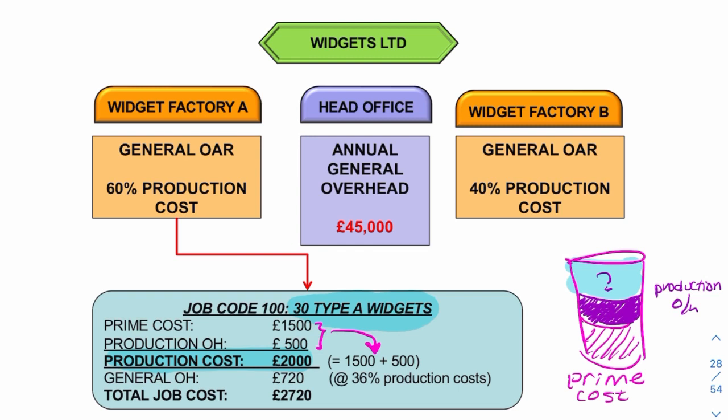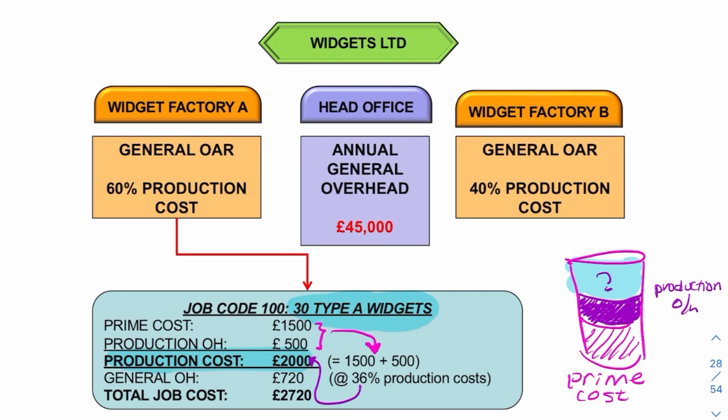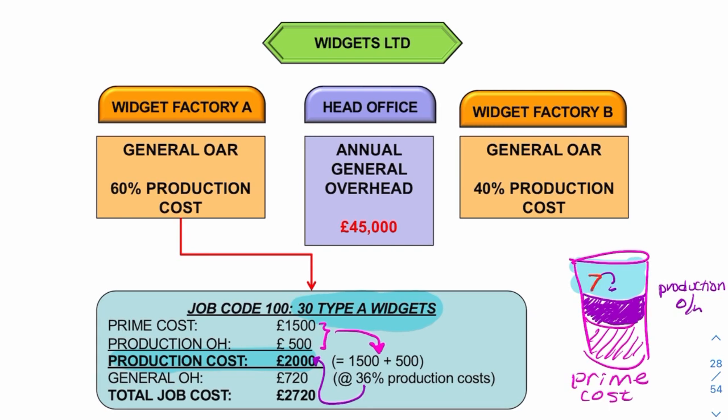So if you multiply 36% times your total production cost, that gives you £720. If you add that to your production overheads and your prime cost, that'll give you the total job cost. So this 720 is my general overhead. Okay, so we've got the prime cost, production overheads, and general overheads. Together, all three give you your total job cost.